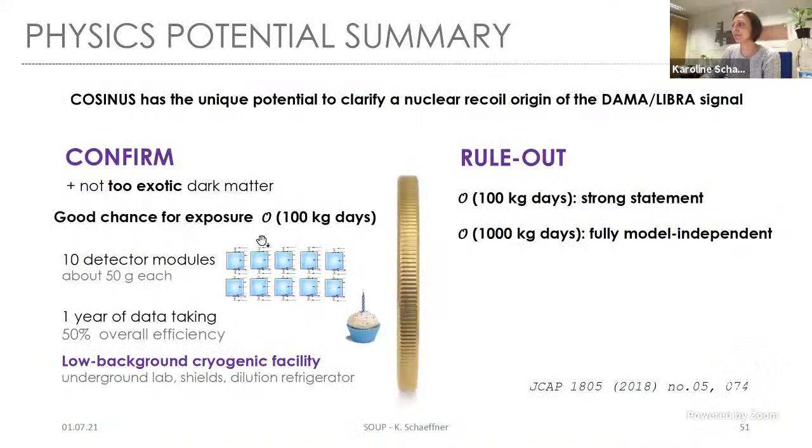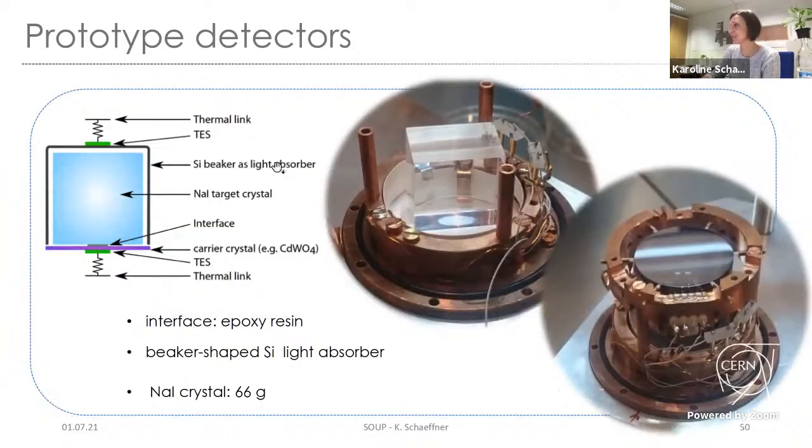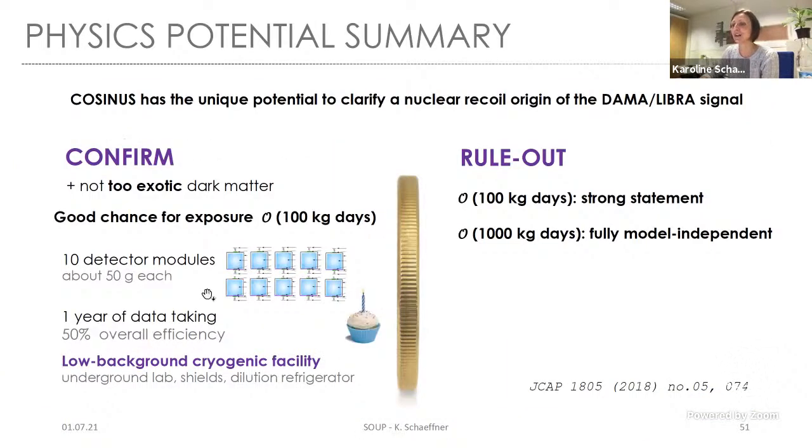So why this is appealing to do, and why also we got financed on that, is that you can, with not too much exposure, which you can accumulate by just 10 of such detector modules I'm showing here. So you build 10 or 15 of those and you run them for a year, and then you can already say, with not too exotic assumptions, something on the DAMA signal.